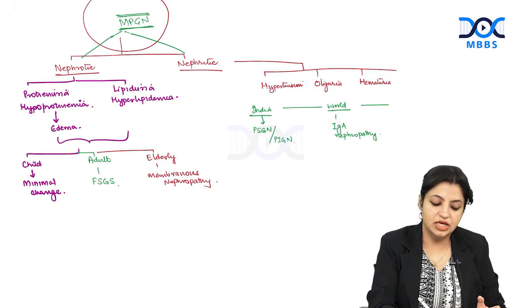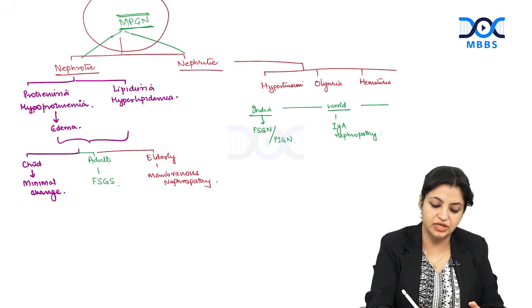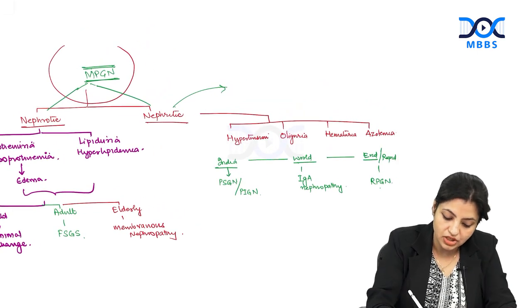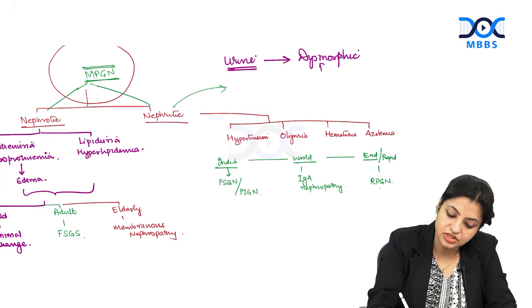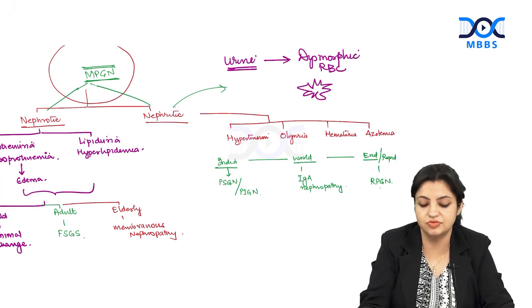Now, to understand the urine findings in both of them, you have to understand them here itself. Whenever I am talking about nephritic syndrome, the urine of nephritic syndrome patients will always have dysmorphic RBCs. So, why are there dysmorphic RBCs? Crenated or with echinocytes like this, these kinds of RBCs will be there.